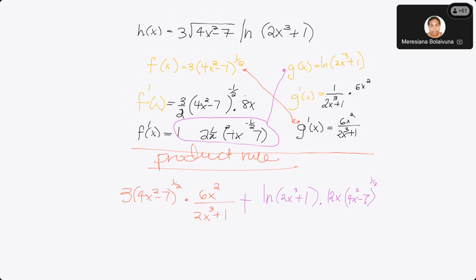Okay, so this is what I mean by simplifying. When it says simplify, you multiply the 3 and the 6x squared, that gives us 18x squared into 4x squared minus 7 to the power of half, and you have a denominator which is 2x cubed plus 1. And then this one here, you have a natural log, you have a 12x, and you have half.